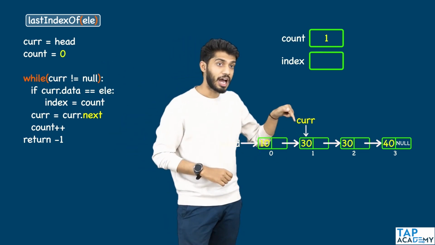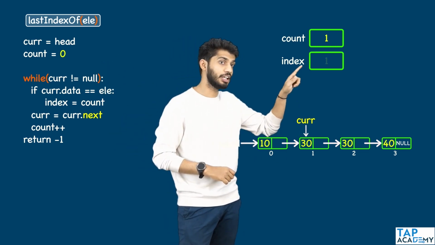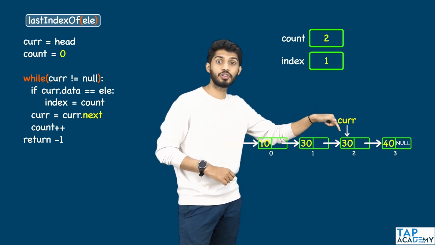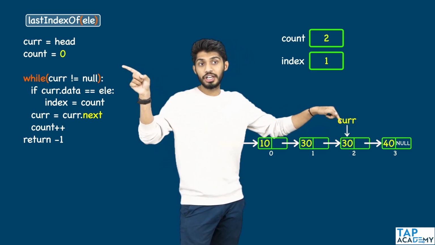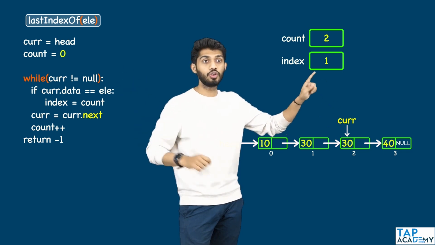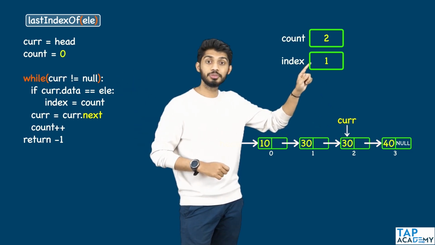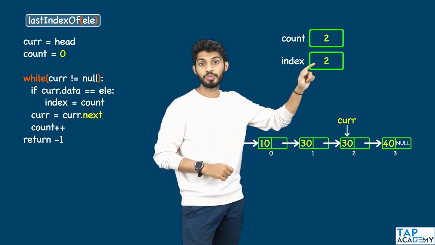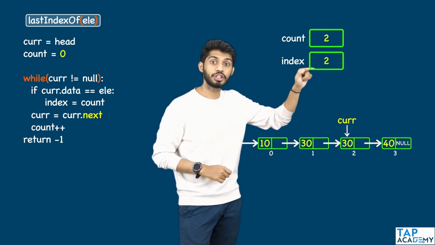Now what happens? In index, what will be there is index 1. Next I will move on. I will check whether this is the element I am checking for. Yes, condition true. Condition true means, again, the count value changes, so the index value changes. The index value becomes 2. So you can clearly see you have already got the last index.